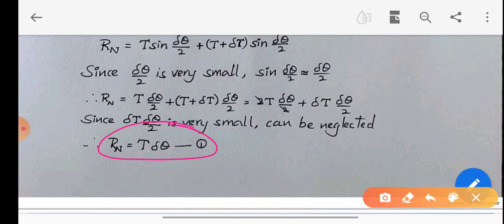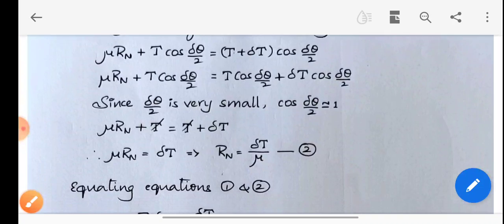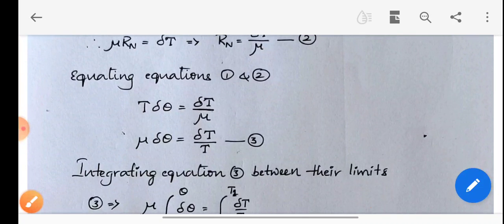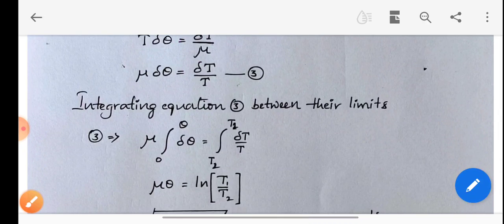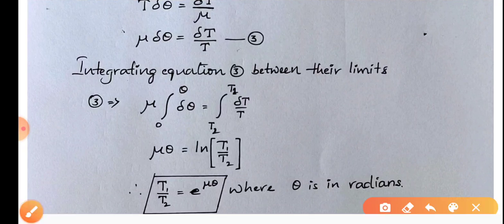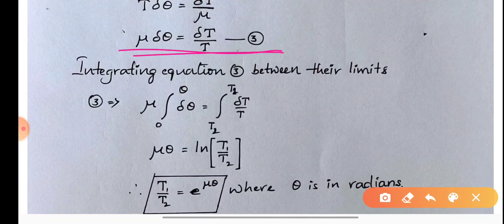Now I will equate equation 1 and 2 and I will get T Δθ is equal to ΔT by μ. So I can write μ Δθ is equal to ΔT by T, by simply shifting the LHS and RHS terms. Now what I will do, I will integrate the above equation 3 between its limits. Here μ is a constant, which is the coefficient of friction, so I will take it outside.